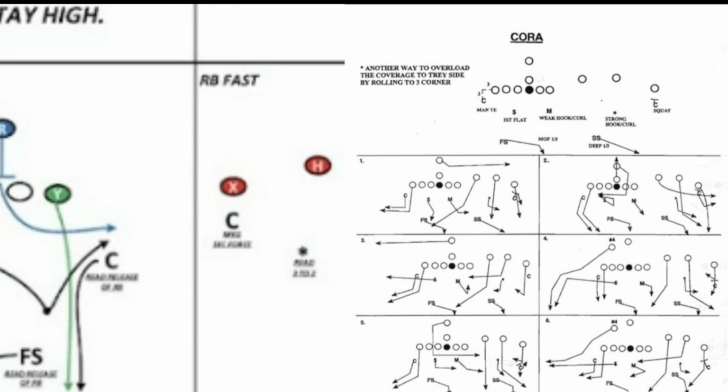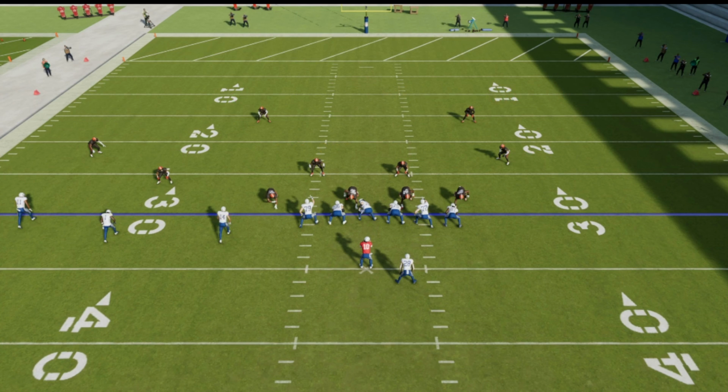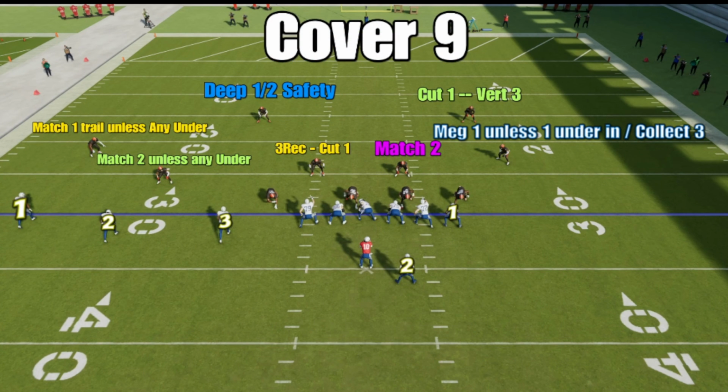Let's get into, I hope I have it in here, cover 9. There it is, cover 9. So cover 9 is vastly different. Okay, this guy, he matches number one trail unless any under. What I mean by that is, if one, two, and three go vertical, then he's going to play underneath trail on this guy. And he has help over the top with the deep half safety. He's just primarily deep half safety, okay?